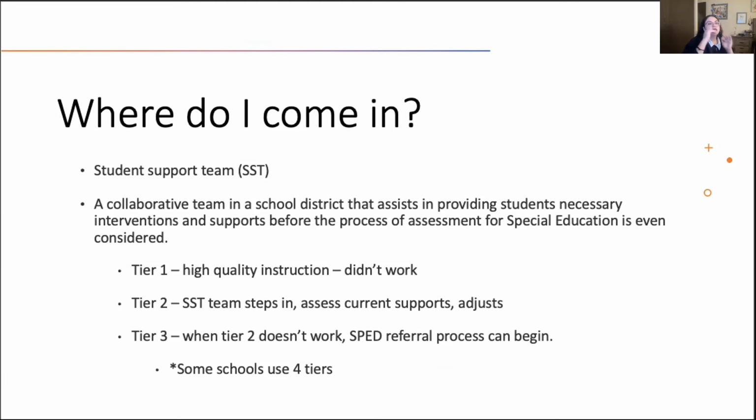So again, just looking at your tiers: tier 1, high quality instruction, didn't work. We move our student to tier 2. Before we move our student to tier 2, that SST team is meeting, is talking, and is saying, I have a student named John, not doing so great. I checked in with some of the teachers, and he's not really doing great in their classes either. Here are their grades. Here are some of their examples. I think we should move them to tier 2. The whole team agrees. You create a tier 2 plan. That's when you have officially, technically stepped in.